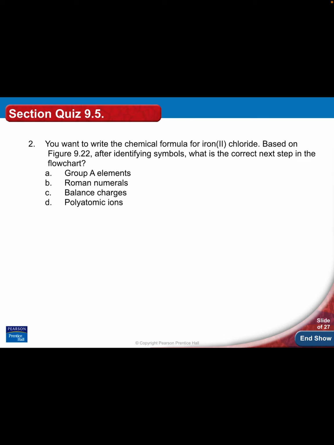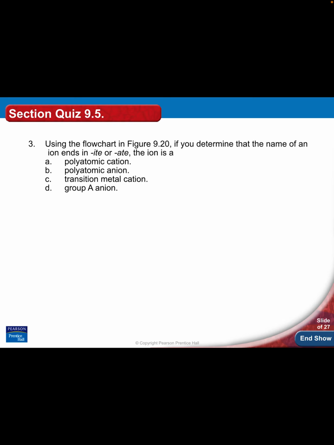And if you want to write the chemical formula for iron 2 chloride, based on figure 9.2, after identifying symbols, what's the next correct step? It's looking for those Roman numerals. That's a dumb question. I wouldn't give you a flow chart and ask you what the next step is. I would just expect you to be able to name the elements and pick them out. Thank goodness it's multiple choice, right? Pick them out from a selection. And if a molecule ends in ite or ate, then a polyatomic anion is involved, as in sulfate or nitrate or chlorate, all those common anions.